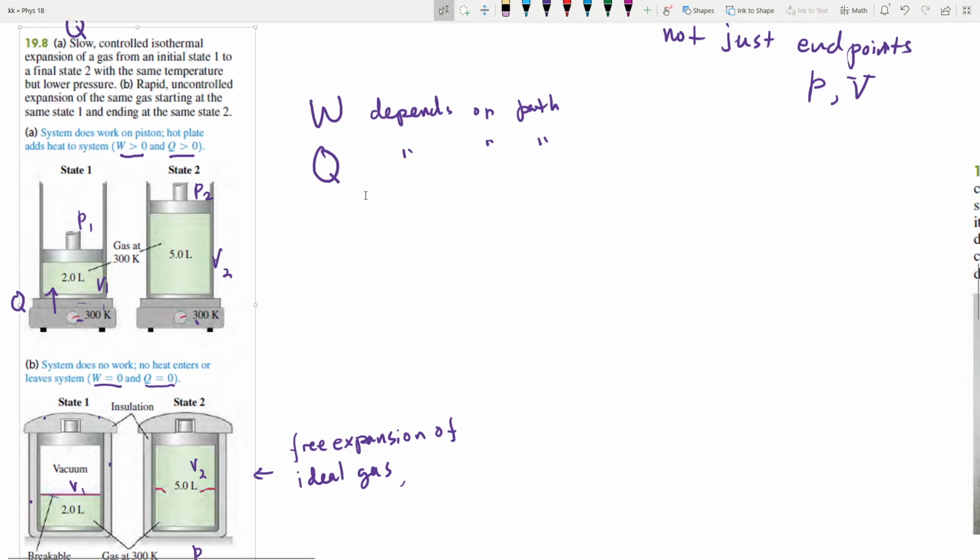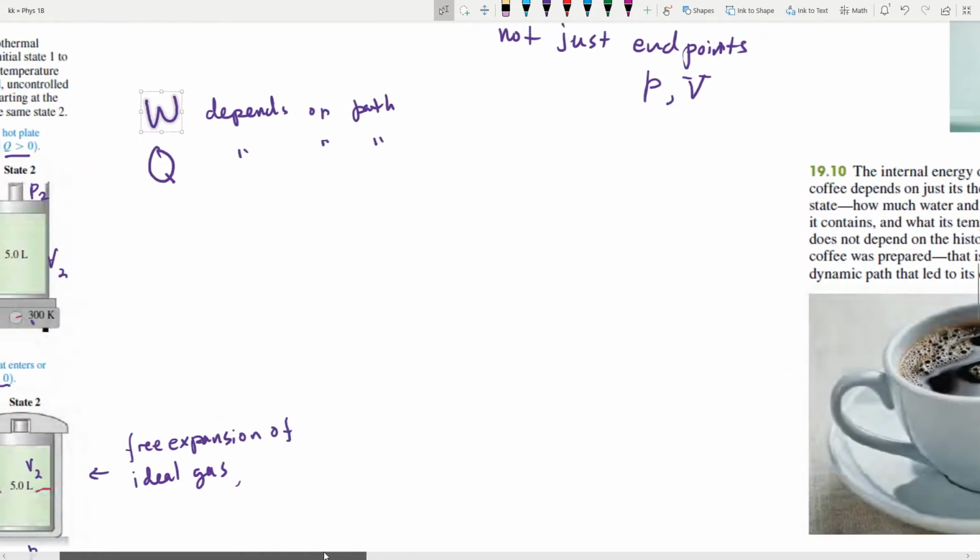But we don't want to talk about how much heat is inside the object. We want to think about the heat as flowing into the system or flowing out of the system. And the same thing is true of work. We want to think about the work that's either done on the system or the work that the system does on its environment. Those are the type of things that we want to be thinking about here.